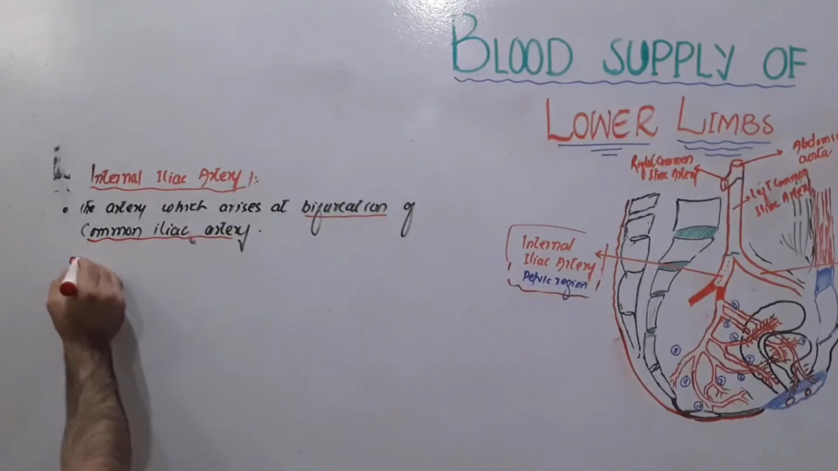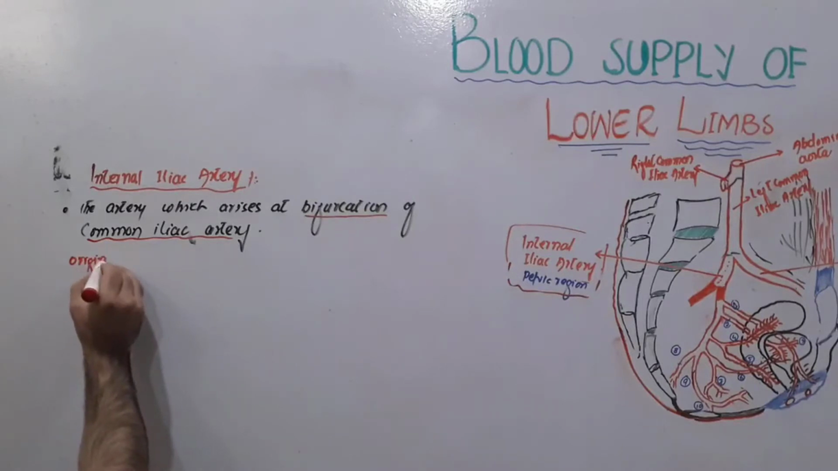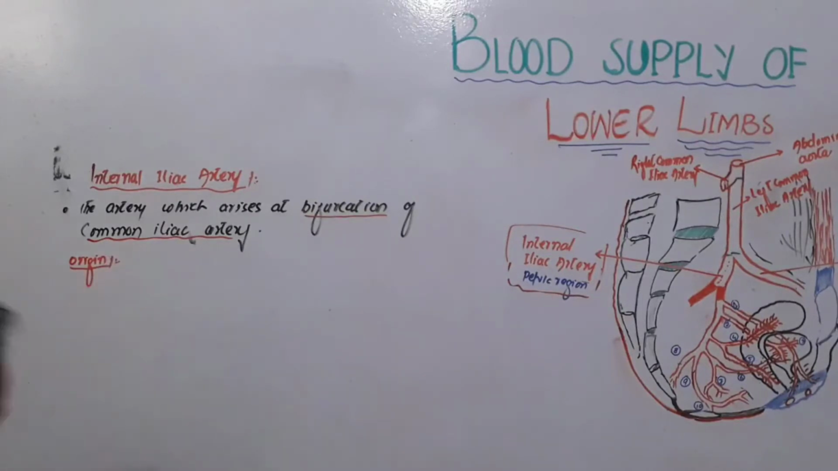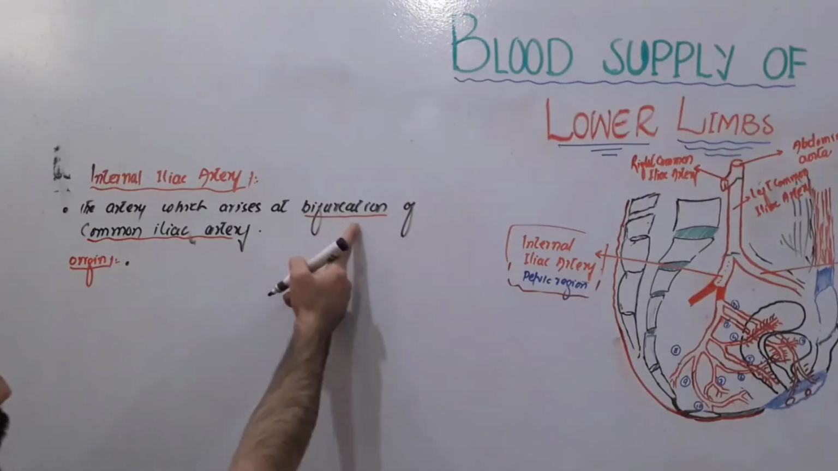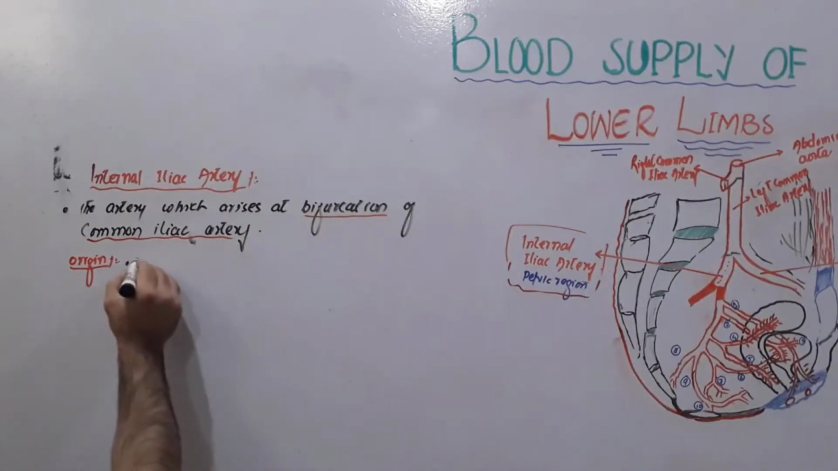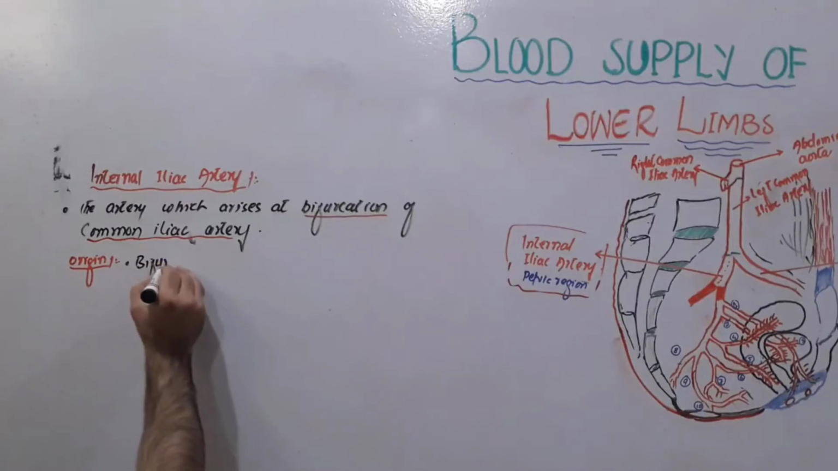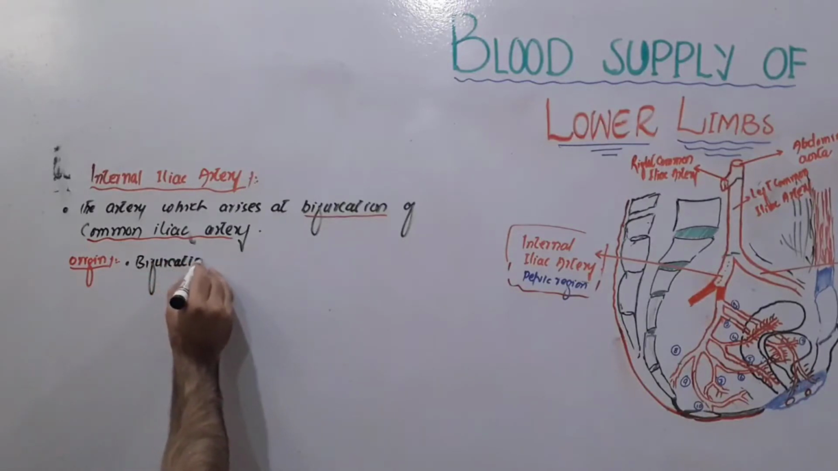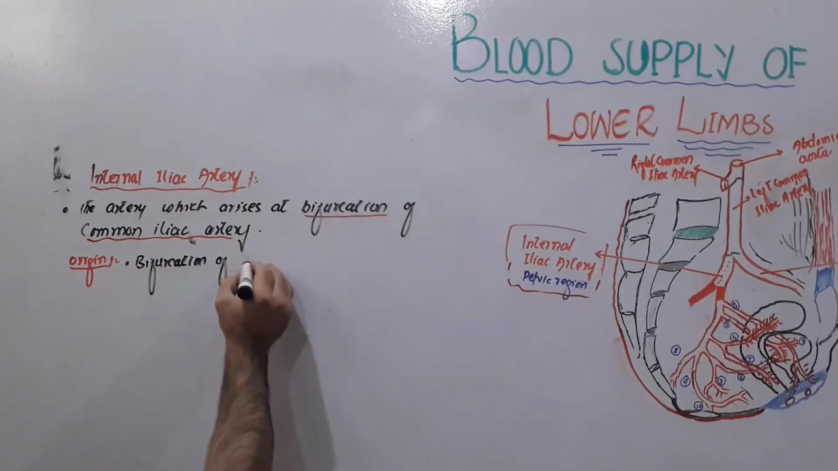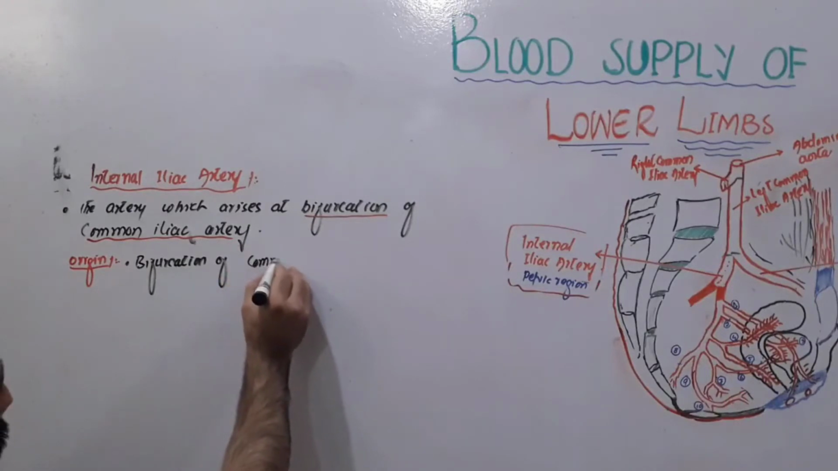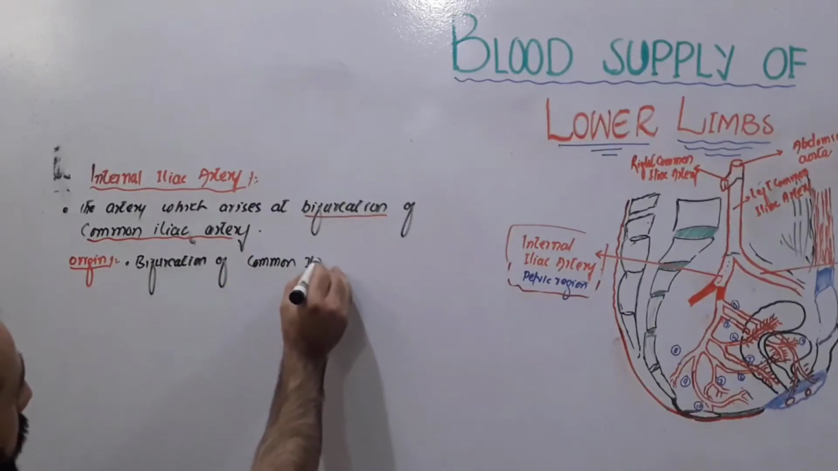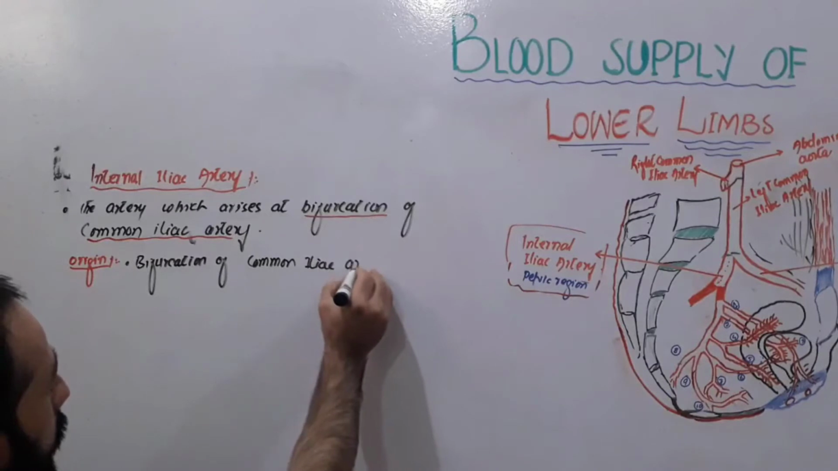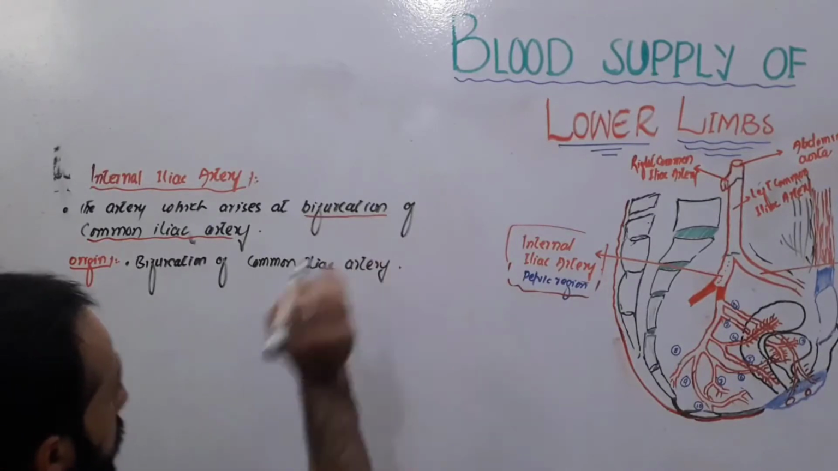What is its origin point? From where does it arise? At which level? Right, friends? So the first thing we should know is that this artery arises from the bifurcation of the common iliac artery. Okay, at which level?